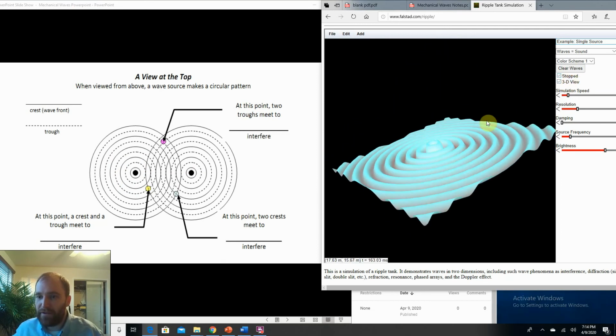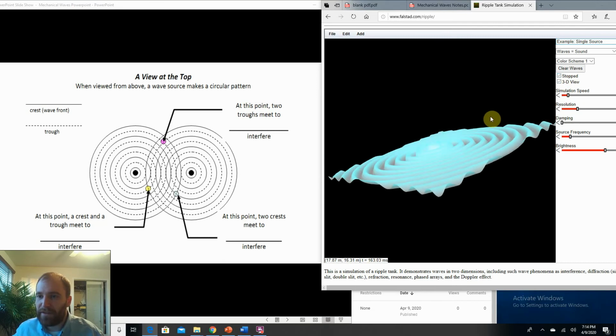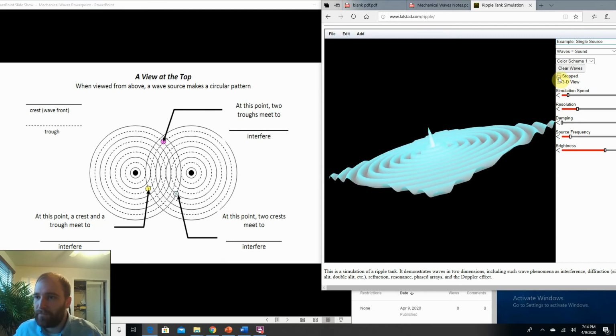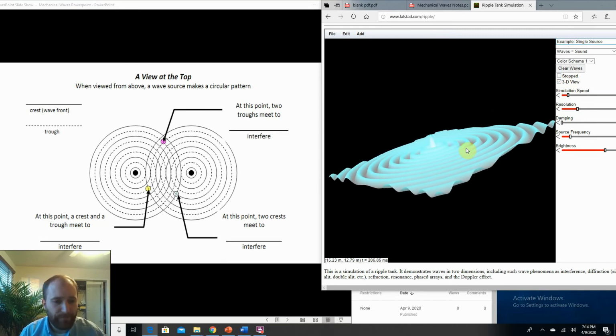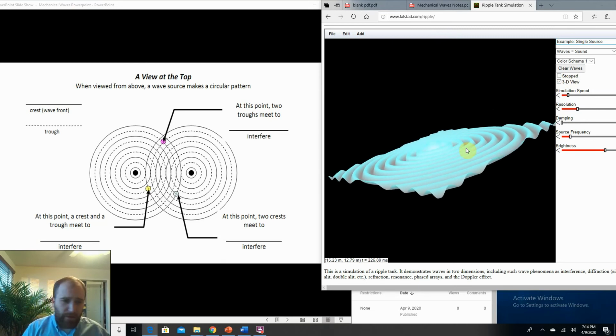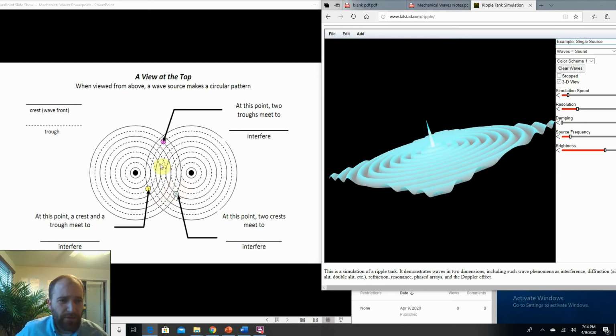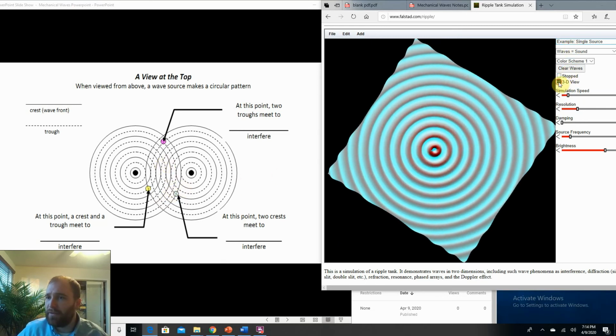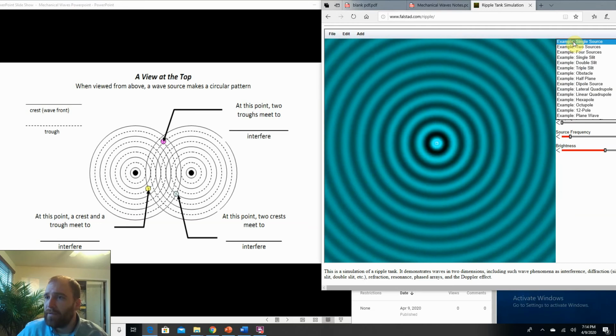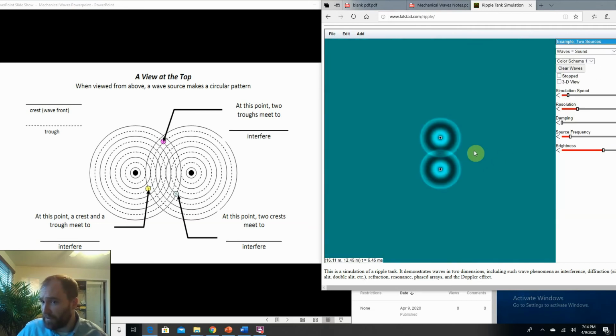But as a 3D view, we can look at it from the side and notice these ripples that are moving outwards. Here we're looking at two different wave sources and we're talking about interference patterns. So that's actually exactly what I'm going to do.